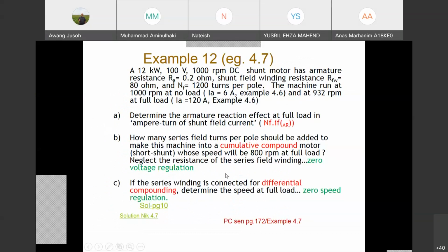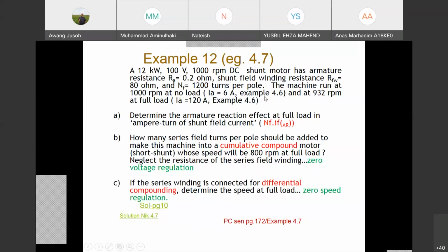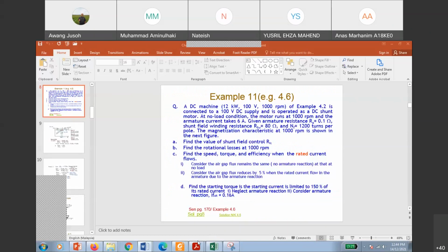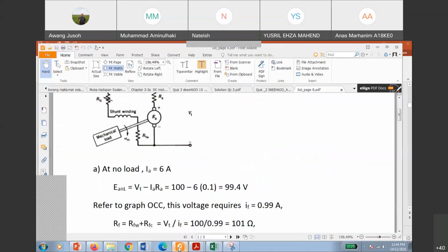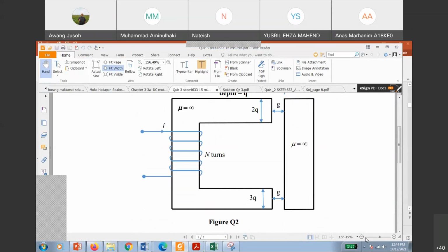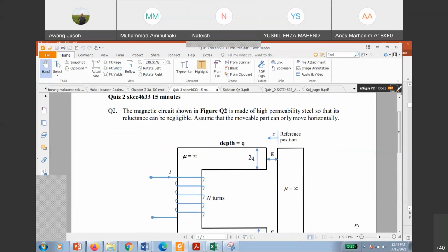Okay, number C I will do next lecture, and now I will talk a little bit about your third quiz. Yeah, this quiz. I want to point this out here because I found maybe 20% of you answered wrongly.